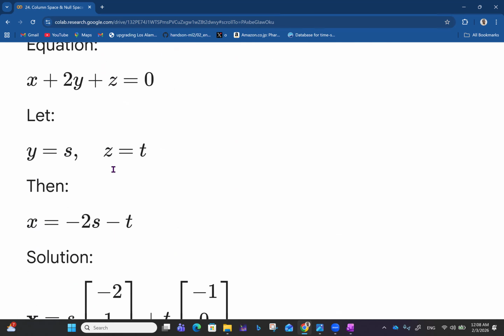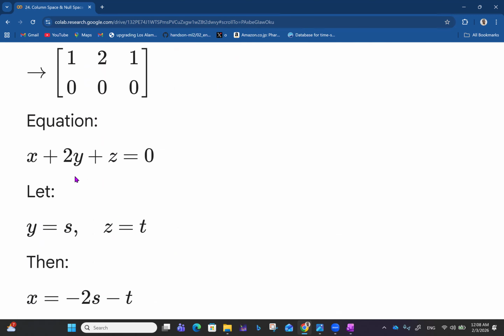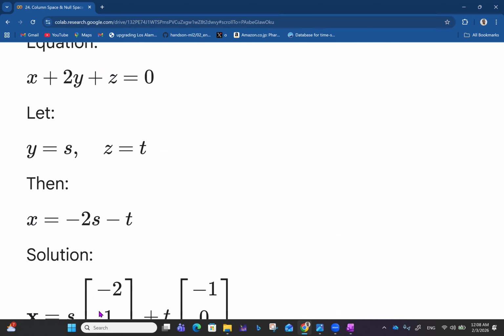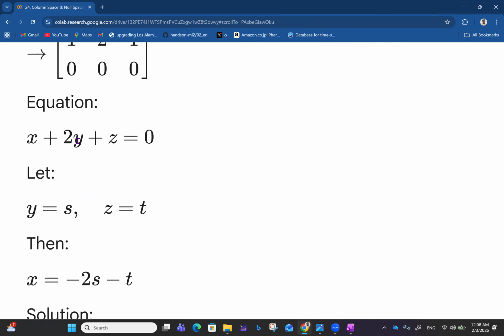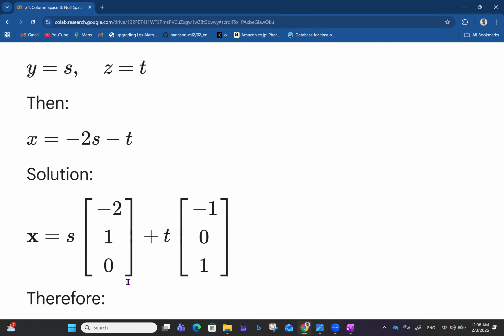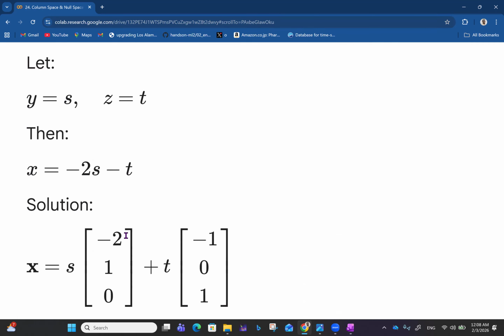And how do we take care of that? We first of all have x plus 2y plus z equals 0. And just like we used to do, if you now say y is equal to s and z is equal to t, that means you have x plus 2s plus t equals 0. That means x is equal to minus 2s minus t. And you can then form the basis.